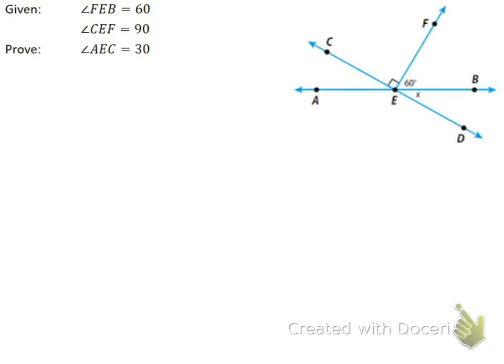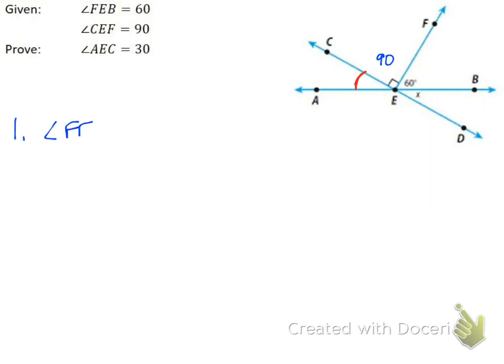And then the very last one, so I have angle FEB is equal to 60, and then CEF is 90. And so I want to prove that this angle right here, AEC, is equal to 30 degrees. And so again, I have to be able to, step-by-step, prove that AEC is equal to 30 degrees. So again, with my first step, I'm going to go ahead and write my givens.